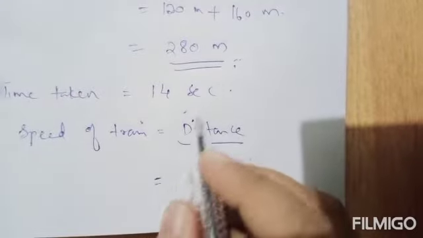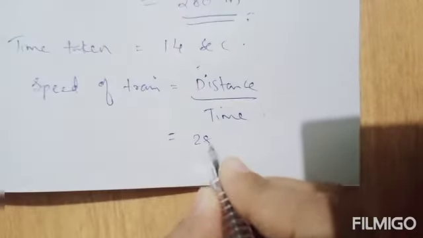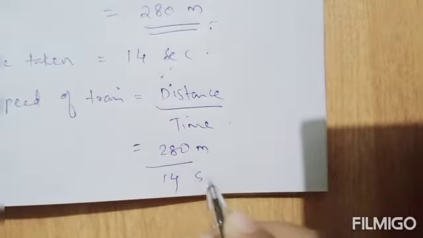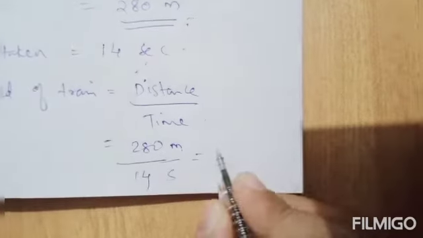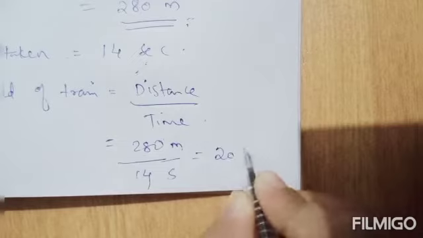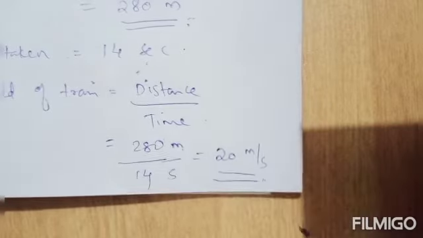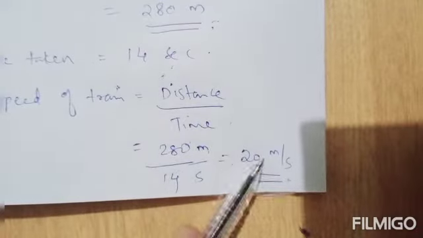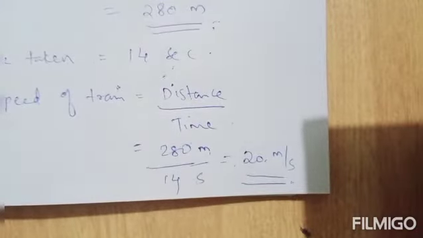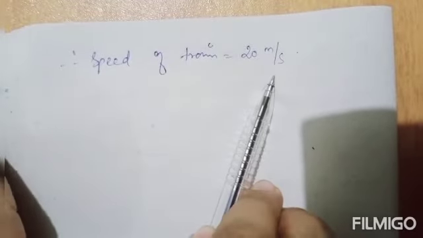The distance is 280 meters, so 280 by the time taken, which is 14 seconds. This is meters, this is seconds. So 280 by 14 you will get 20 meters per second. So the speed of the train is 20 meters per second.